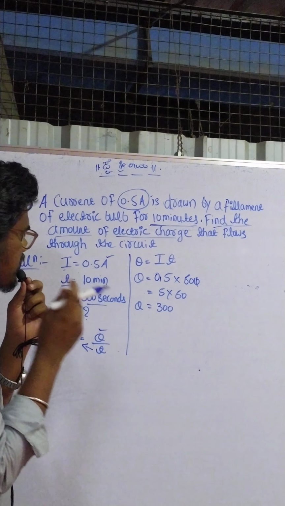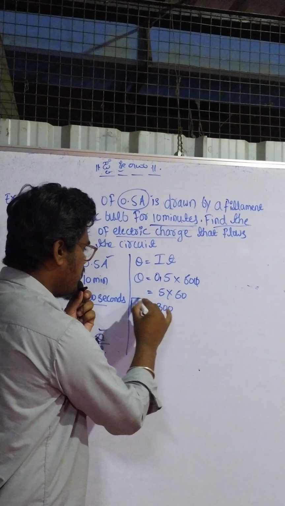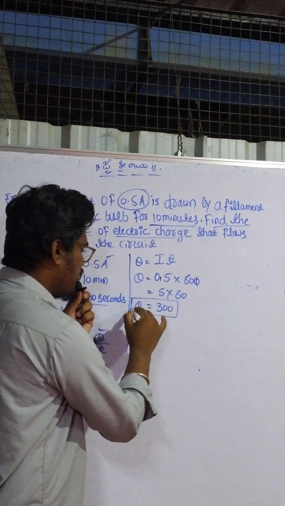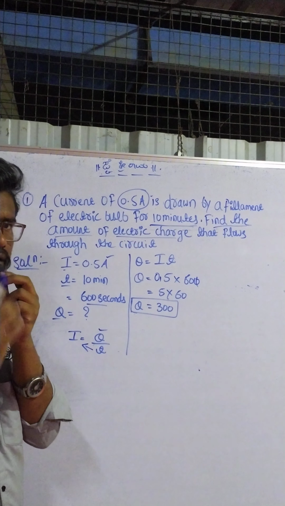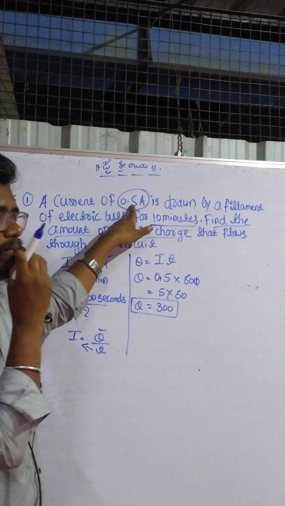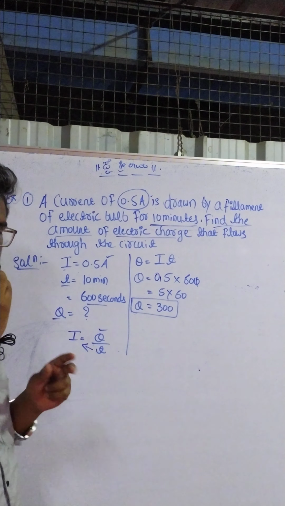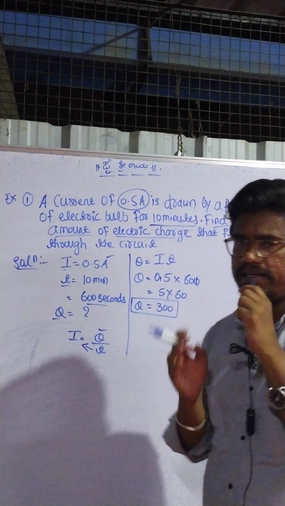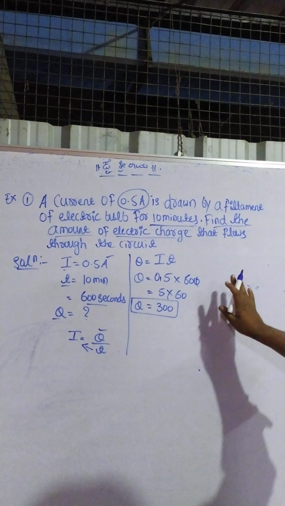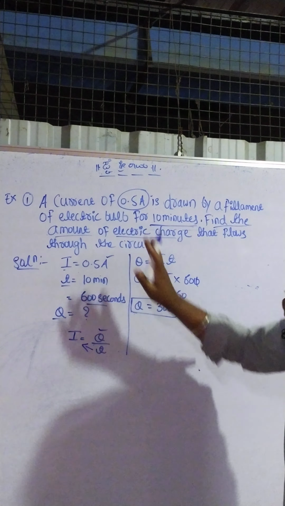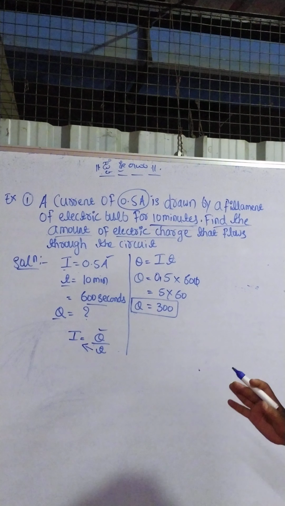For 10 minutes, 300 coulombs of charge are flowing through the circuit, when the current used is 0.5 ampere. So this is the first problem, the first numerical of the electricity chapter.